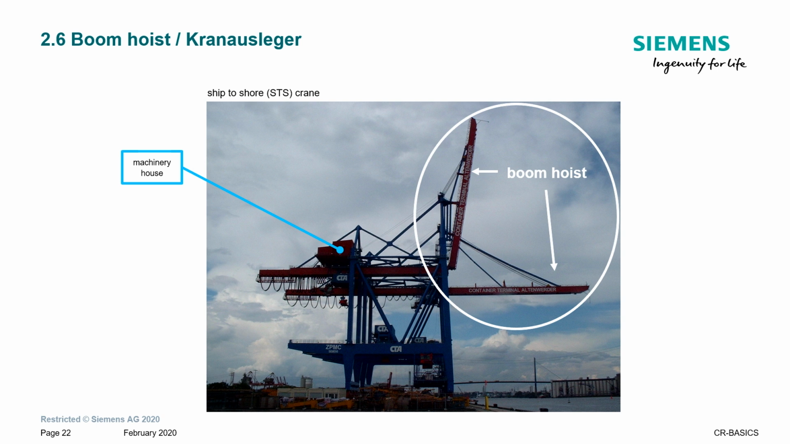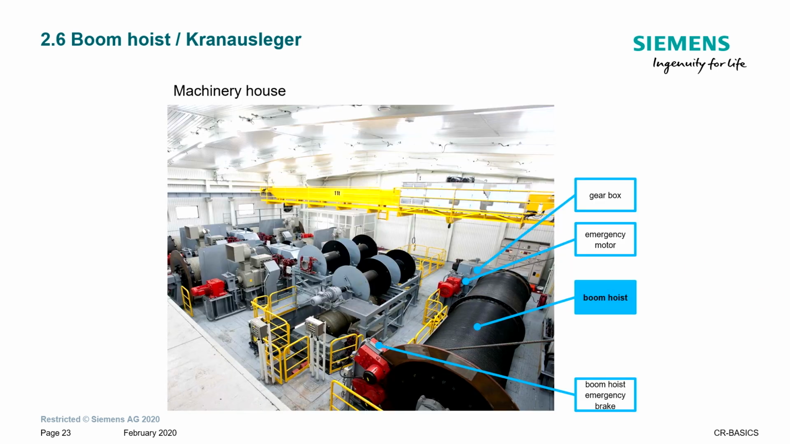Here a picture out of Hamburg Harbor, ship-to-shore crane with the big machinery house, and one boom hoist is down and one boom hoist is up. How does this look in the machinery house? Here you have a machinery house on an STS crane, and you see a crane in the crane. So you have an industry crane in a harbor crane, but in the machinery house, here the yellow one. And below that you have your boom hoist, here with the emergency brake directly connected to the boom drum, and here you see a bit in red the emergency motor.